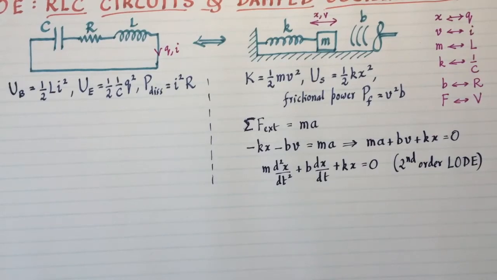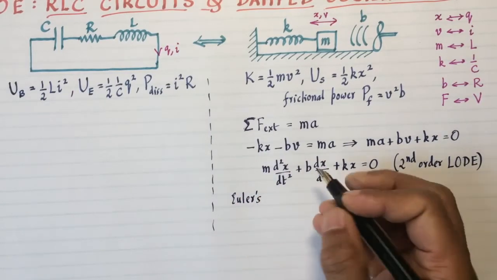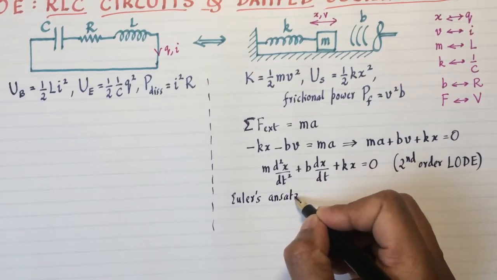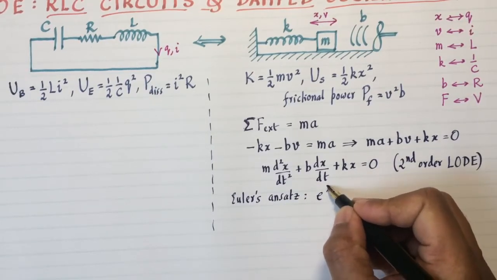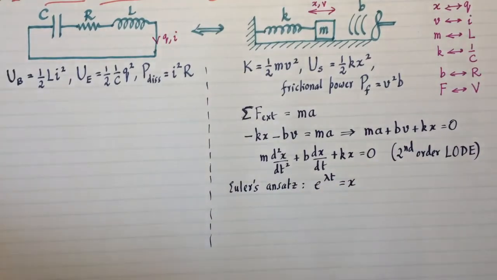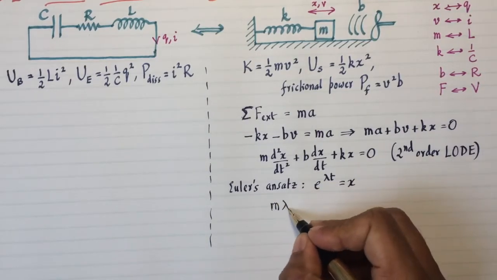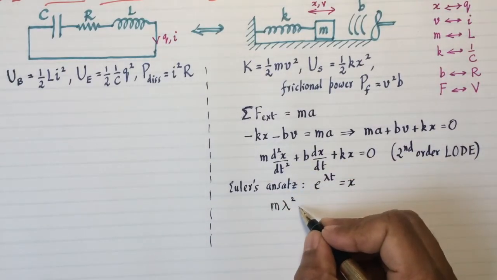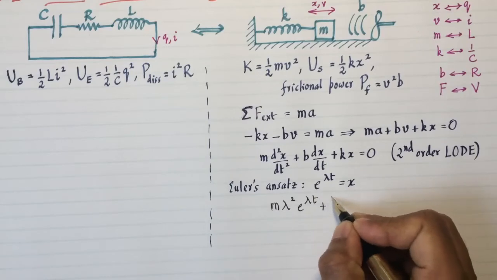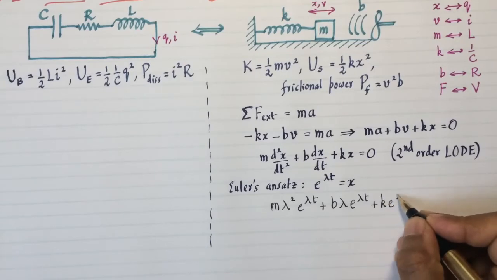Now, how are these LODEs solved? If you look at the previous video, I show you a technique known as Euler's ansatz. Our man Euler saves us again. Euler's ansatz will be tried once more, and that is e to the lambda t equals x. So when you put this into your expression, what happens? I'm going to get m times lambda squared, because I differentiate twice, e to the lambda t, plus b times lambda e to the lambda t plus k times e to the lambda t equals 0.